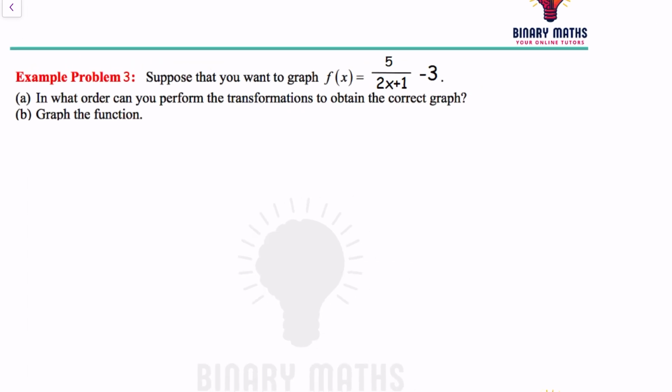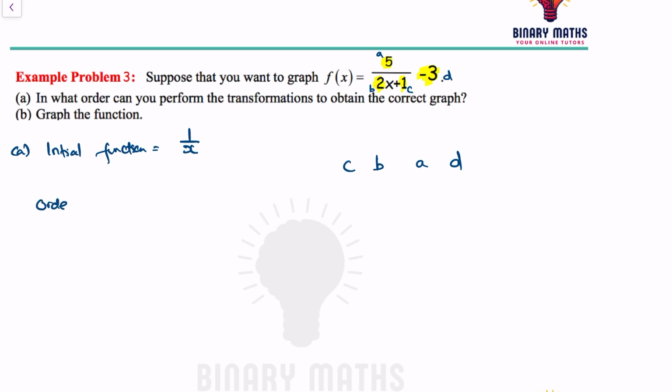Okay, example problem 3. Suppose that you want to graph f of x equals 5 over 2x plus 1, minus 3. In what order can you perform the transformations to obtain the correct graph? If I highlight again, we've got a 5 there, we've got a 2 there, we've got a 1 there, we've got a minus 3. So you can see the initial function is what remains, which is 1 over x. So it's just a reciprocal function. In this case, you can see if I just write down CBAD. This is your A, this is your B, this is your C, this is your D.